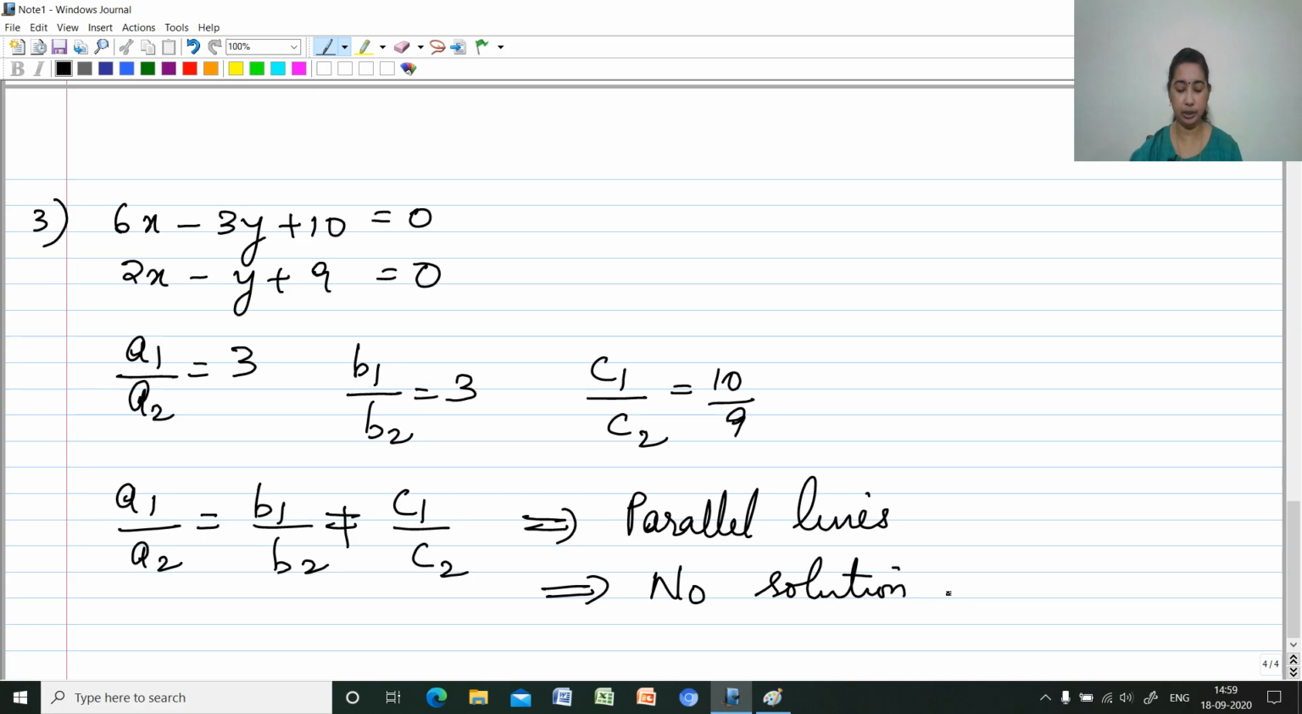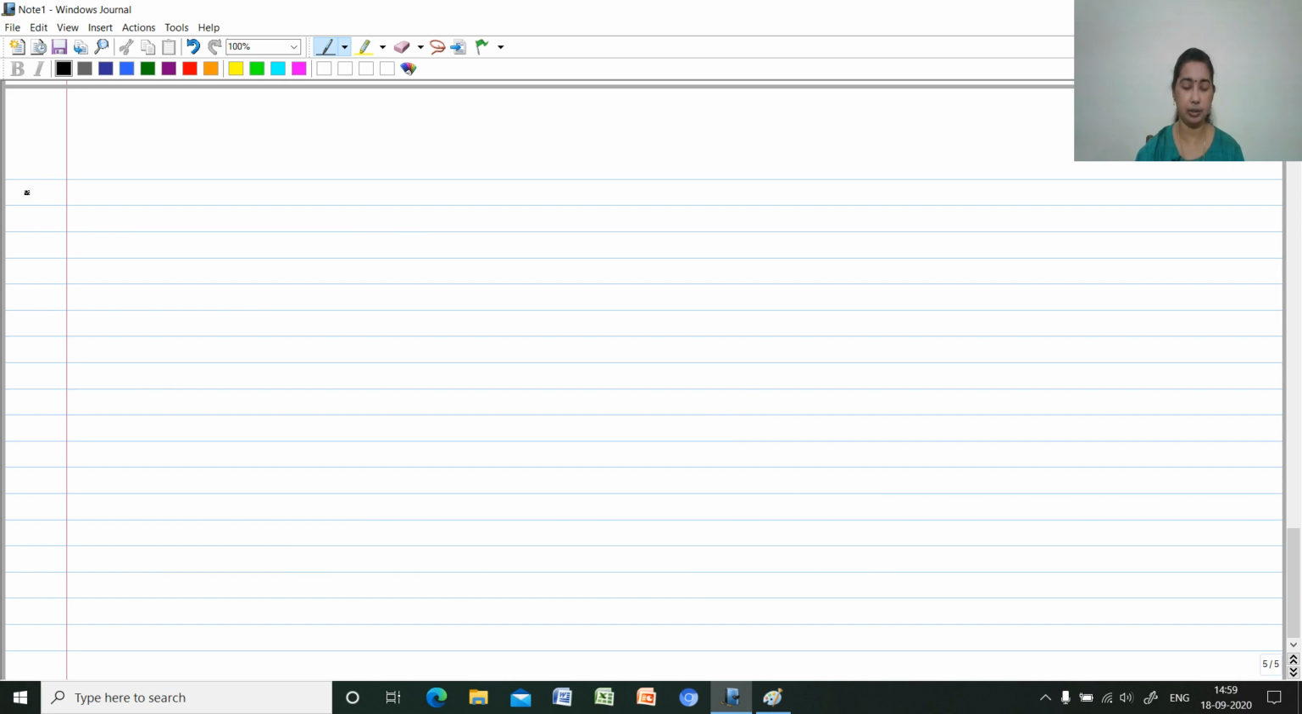Similarly, the third question: on comparing the ratios a1 by a2, b1 by b2, c1 by c2, find out whether the following pairs of equations are consistent or inconsistent. Consistent means they have a solution, inconsistent means they do not have a solution. They do not have a solution when they are parallel lines, otherwise they have solutions. So question number 3 in that exercise. First one, 3x plus 2y is equal to 5.